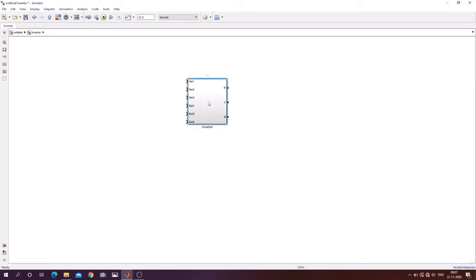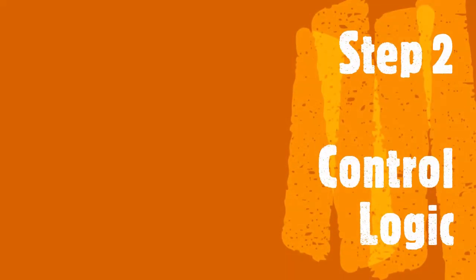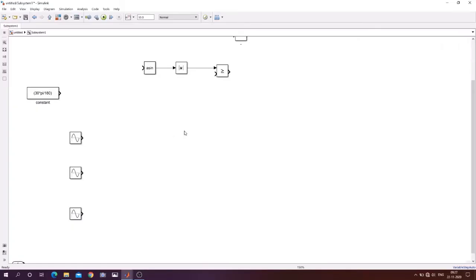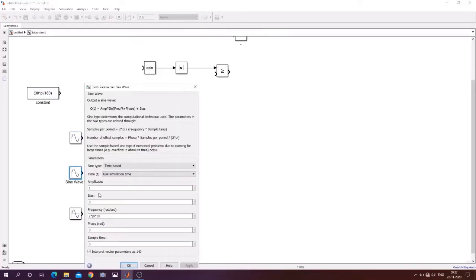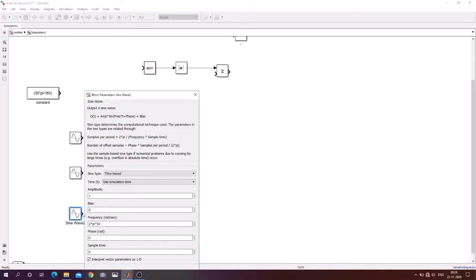Okay, now let us move to the next section where we will make the control signals. Now we will make the control circuit. For the control circuit we have taken three sine waves, one with amplitude 1, 50 hertz frequency, the other the same thing, but the phase angle will be minus 2 pi by 3. It should be shifted by 120 degrees. And the third one should be 2 pi by 3.